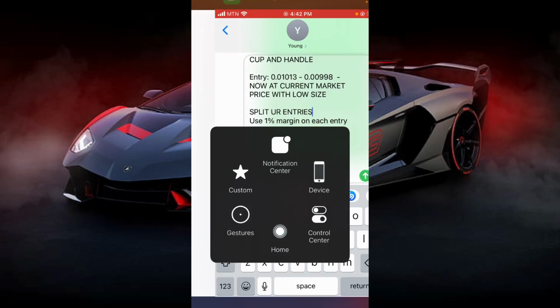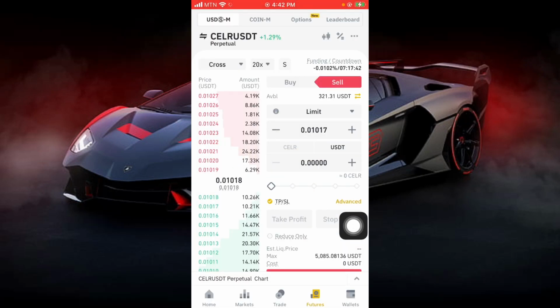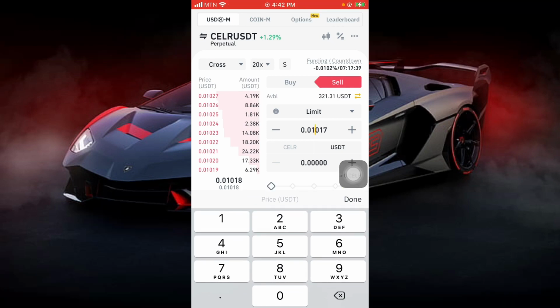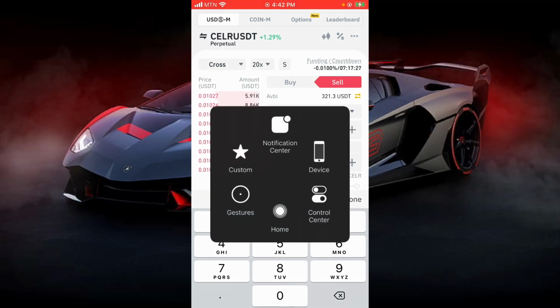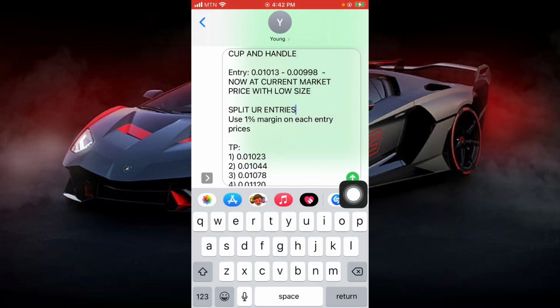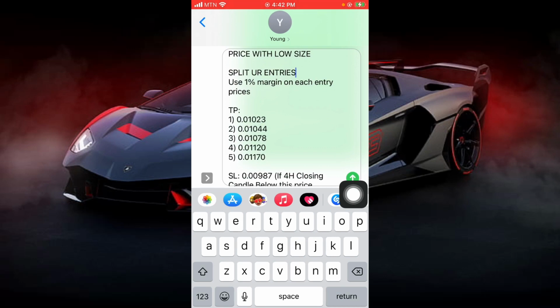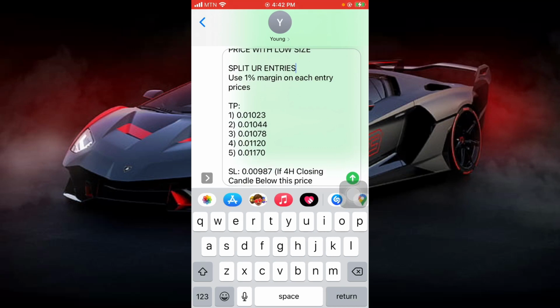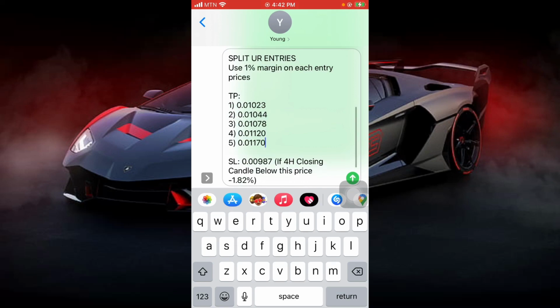Then you go to your Binance Futures. You leave it at limit and click just below the limit. You paste the numbers. You can see the numbers we have just pasted, 0.1013. Then we go back to our WhatsApp again. Let's say you are using WhatsApp. Then you copy TP. TP stands for take profit. So you are going to copy the fourth one. I always make sure that we hit all of our take profits within 2 to 3 days. So you just copy the fourth TP.